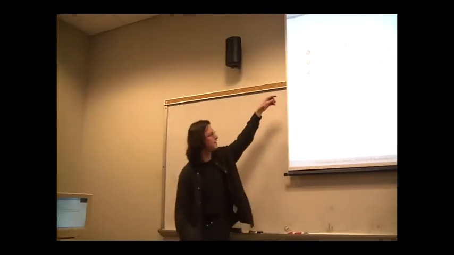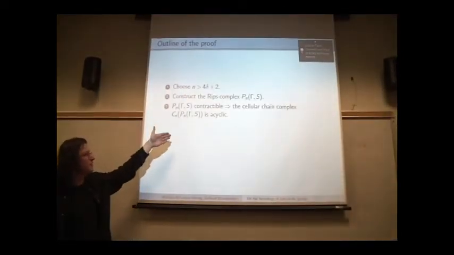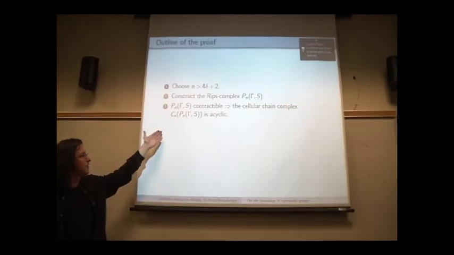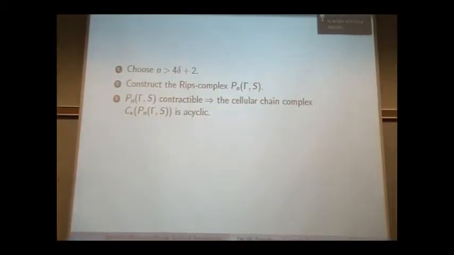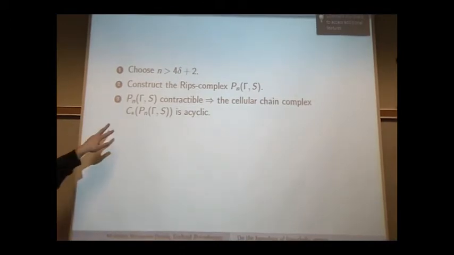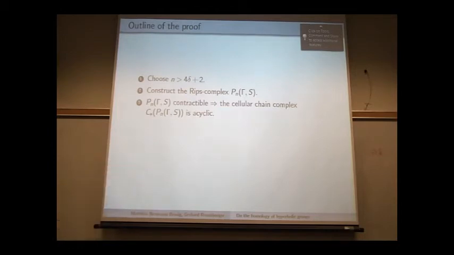So we construct the Rips complex. And as I already said, the Rips complex is contractible. That, of course, means the cellular chain complex is acyclic or contractible or whatever you want to call it. So all the homology groups of this chain complex are trivial. And we've got an operation of the group on the chain complex.